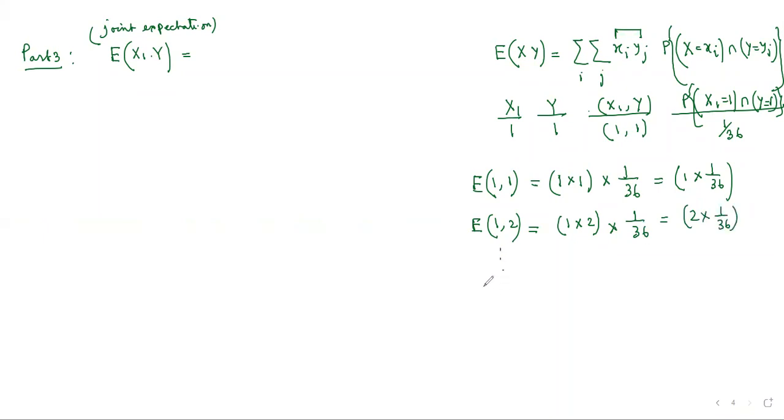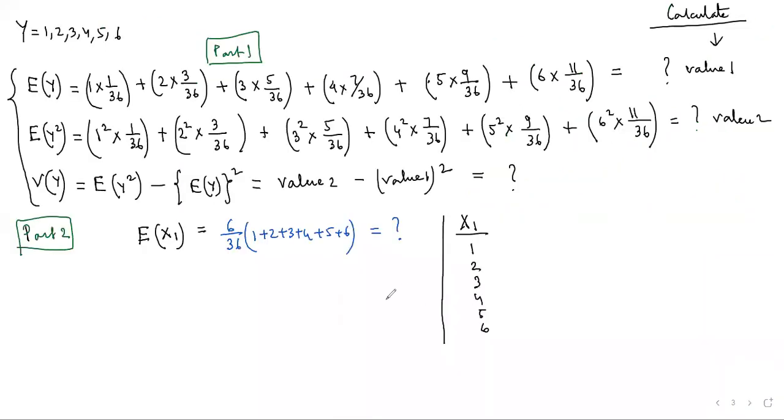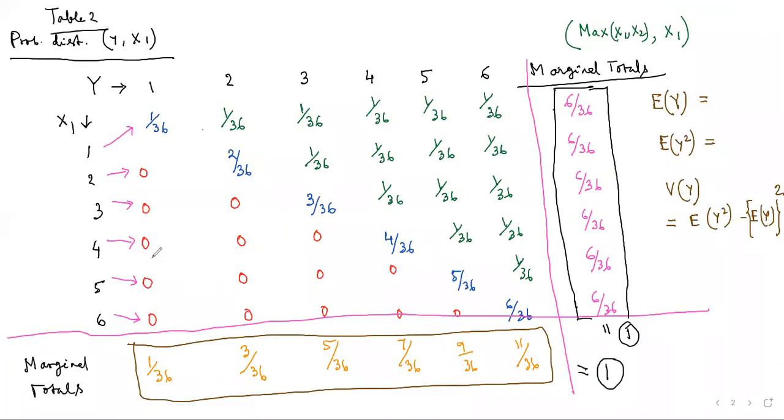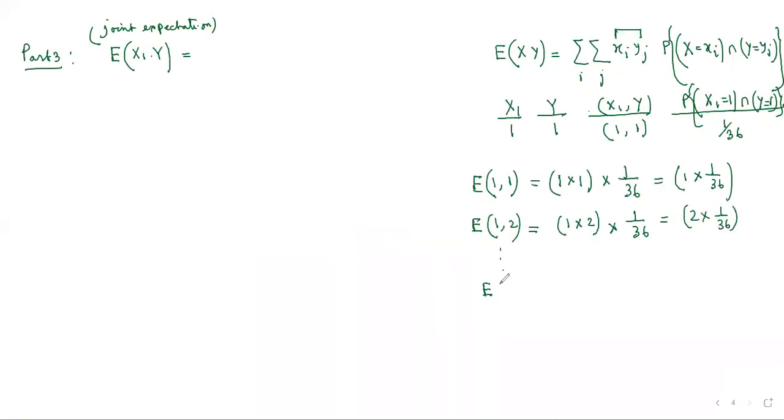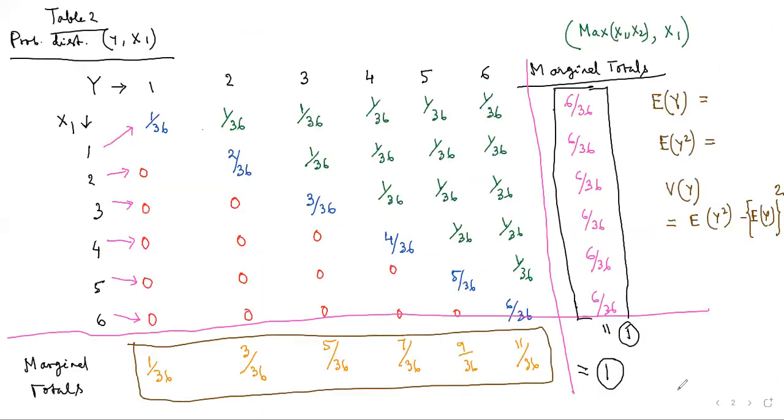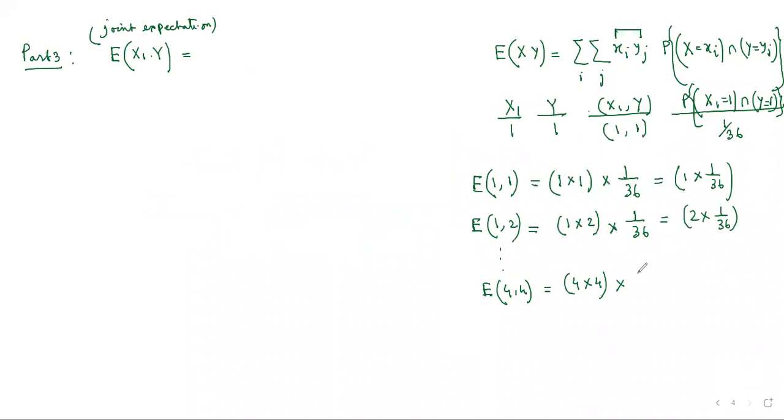Suppose in this manner, we are going to calculate the expectation of the pair of random variables 4, 4. So in this case, we can multiply the two values of the random variables, 4 into 4, and let us try to find the joint probability for this case. So the joint probability in this case would be, for the point 4, 4, this is 4 by 36. This is the joint probability. So we are going to write it as 16 into 4 by 36 and so on.